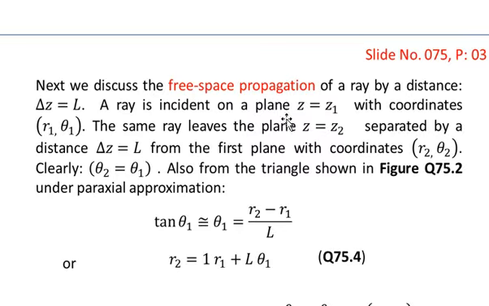A ray is incident on the plane Z equal to Z1 with coordinates R1 and θ1. The same ray leaves the plane Z equal to Z2, separated by the distance delta Z equal to capital L. That is, the Z2 plane is located at a distance capital L from the plane Z1, with coordinates R2 and θ2. So the ray has the coordinates R2 and θ2 when it exits the Z equal to Z2 plane. Clearly θ2 is equal to θ1.